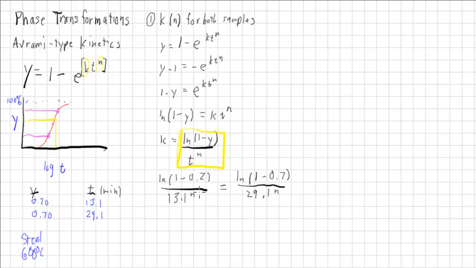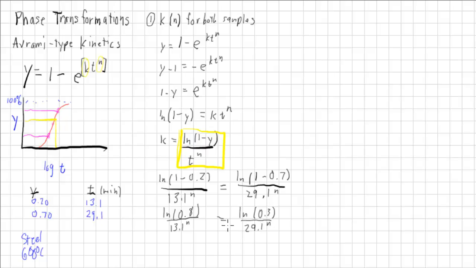And n is the same from both. If I put minutes on the bottom, I can cancel all that out. So all the units are canceled out at this point in time. So I'm going to just evaluate the two tops here. Natural log of 0.8 over 13.1 to the n equals natural log of 0.3 over 29.1 to the n.